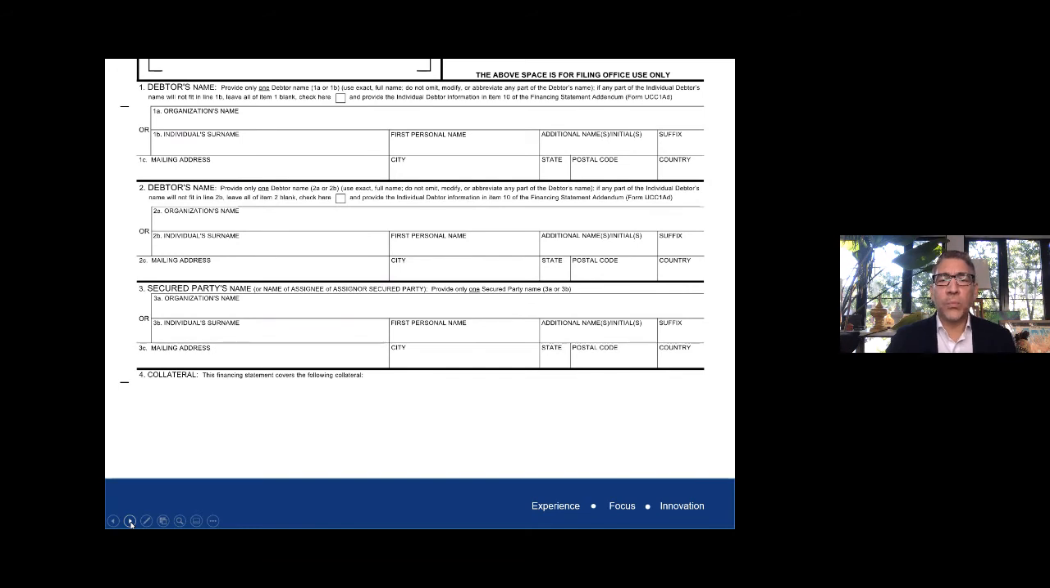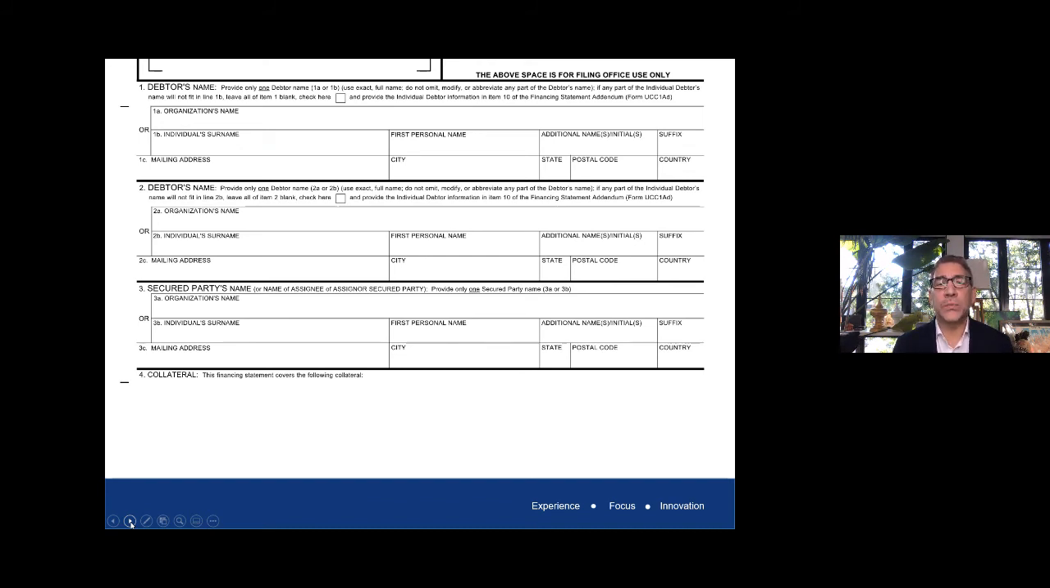This is the important part of the form. And the point I want to make here simply is this. This form is a single page and it looks deceptively simple. You simply fill out the name of the borrower, you fill out the name of the secured party who would be your security agent, and you describe your collateral.